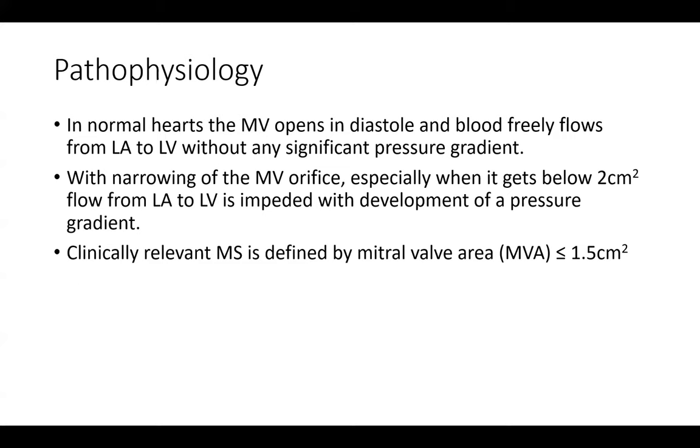from left atrium to left ventricle, such that there's hardly any significant pressure gradient between the two at this time. But when the orifice starts to narrow, especially when it gets below 2 cm², there's impediment to blood flow from the left atrium to the left ventricle in diastole, and then there's subsequent development of a pressure gradient, which continues to increase as the mitral valve orifice decreases. So clinically relevant MS usually starts at less than or equal to 1.5 cm².